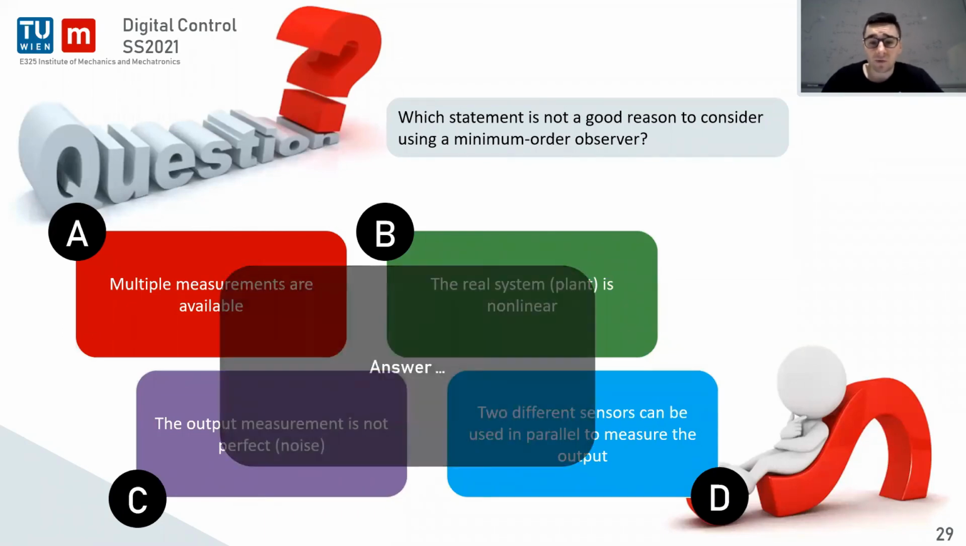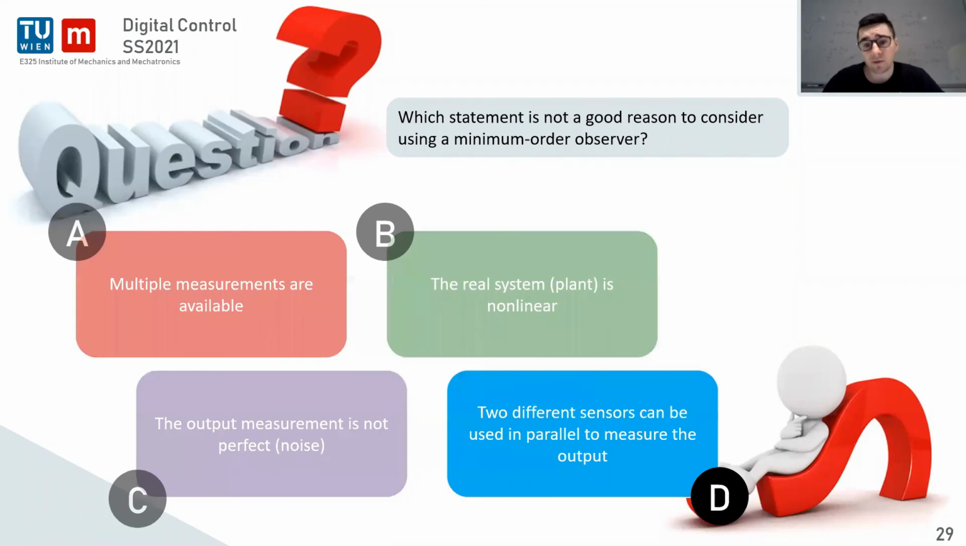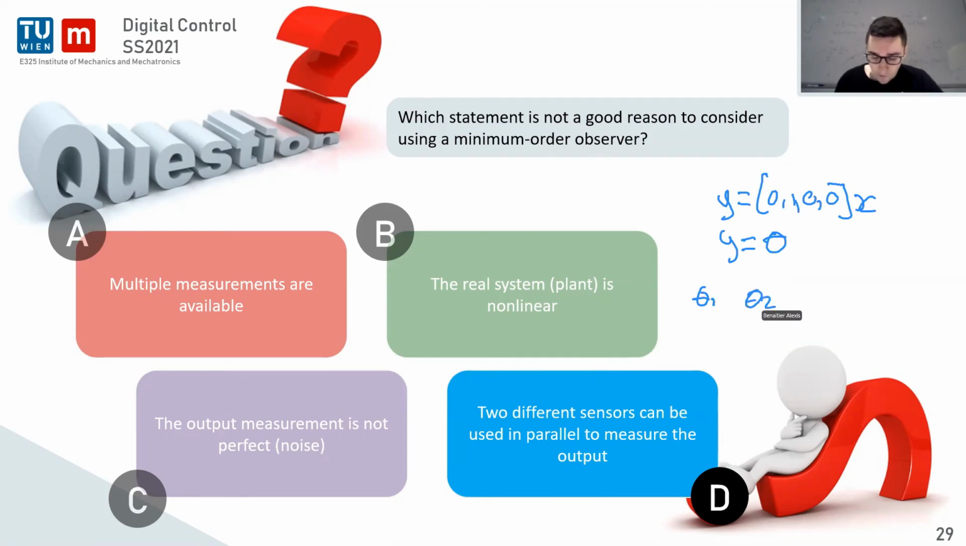And so the wrong answer was the last one: two different sensors can be used in parallel to measure the output. What this means is that in our system, y is equal to theta. If now I give you two sensors, sensor one gives theta one, an estimate of theta, and sensor two gives theta two. Can you build the minimum order observer out of it?